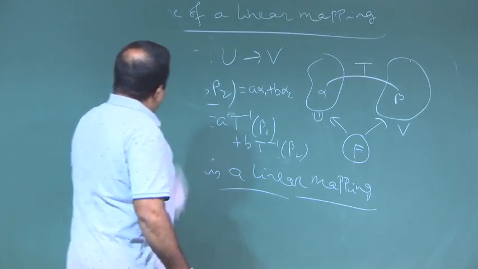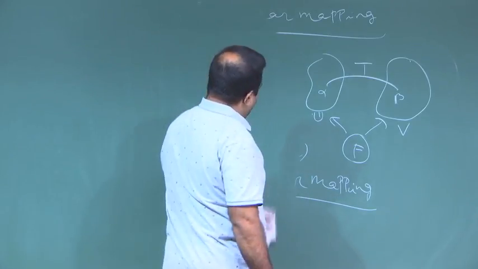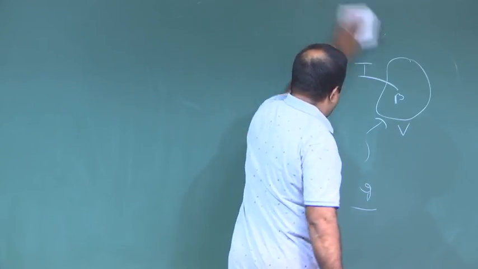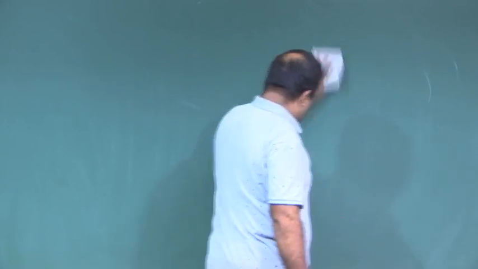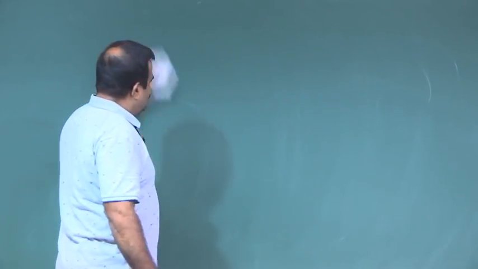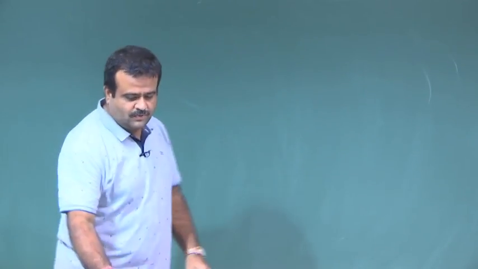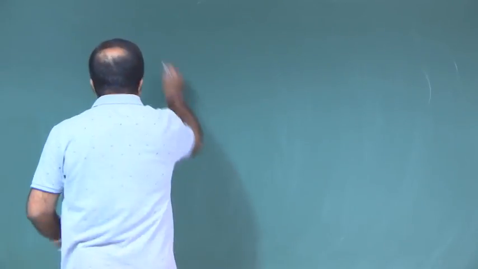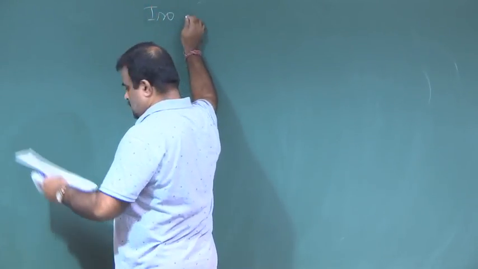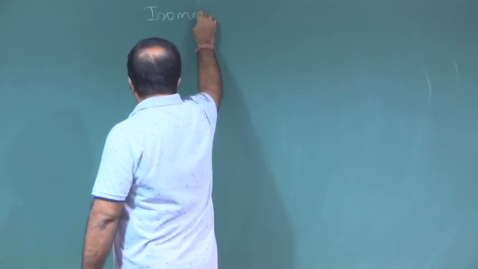Okay. So, now we will define isomorphism, or isomorphic, between two vector spaces. So, first let us define when you call a linear transformation an isomorphism. Isomorphism.